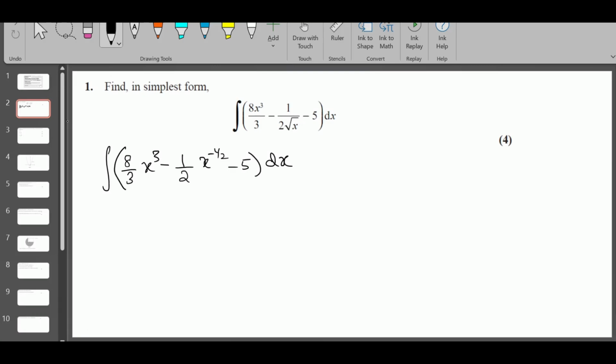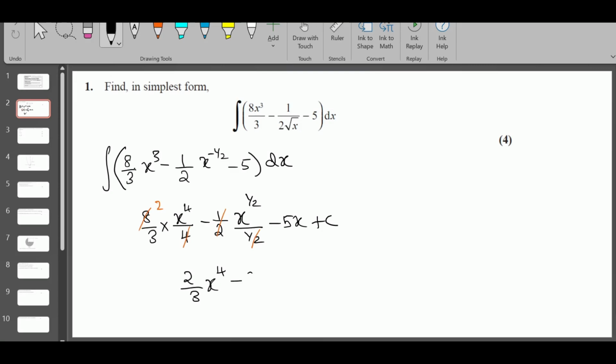And then integrate it. So it's 8 over 3, x cubed becomes x power 4 over 4, minus half, x power minus half plus 1 is positive half, over positive half, minus 5x plus c. And you cancel 8 and 4, that's 2. The half and half can be cancelled, so you're going to get 2 over 3 x power 4 minus x power half minus 5x plus c.